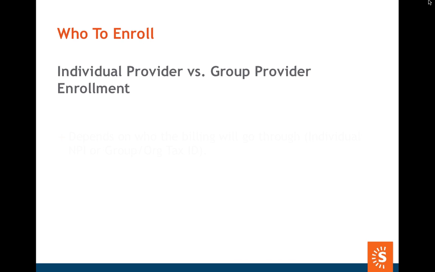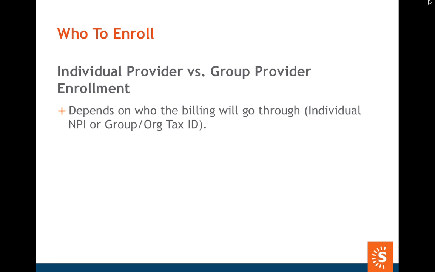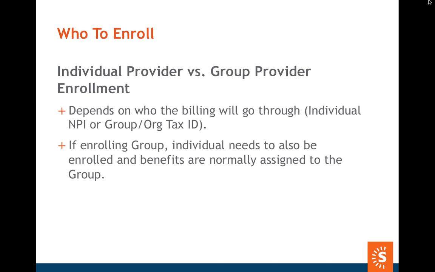So, we know what types of enrollments we can do. We're moving on to how do we know who to enroll? Right now, you can look at individual provider versus group provider enrollments, and this would depend on who the billing will be going through. So it would be an individual practitioner versus a group or an organizational tax ID number. That would need to be determined.